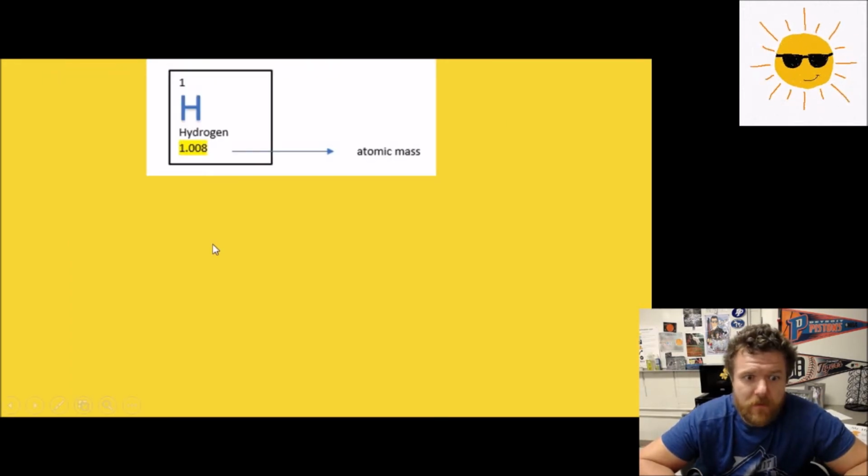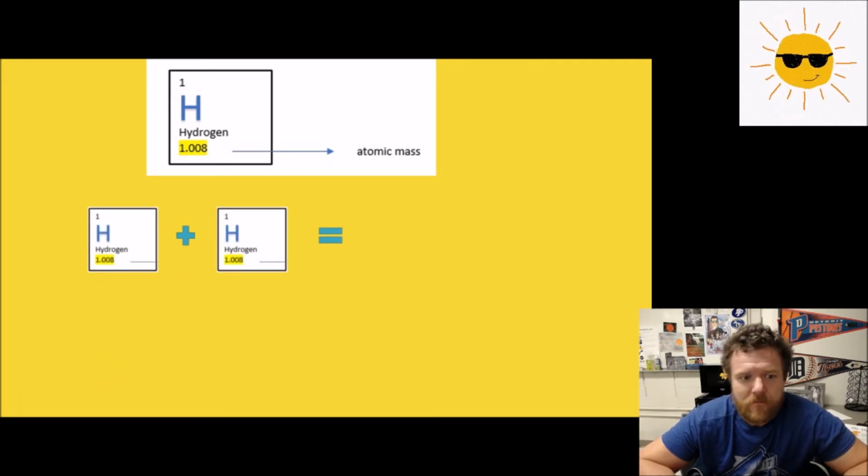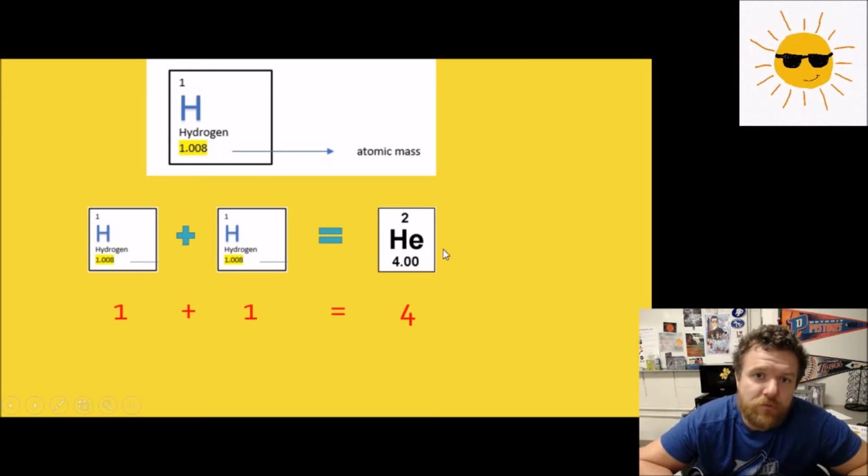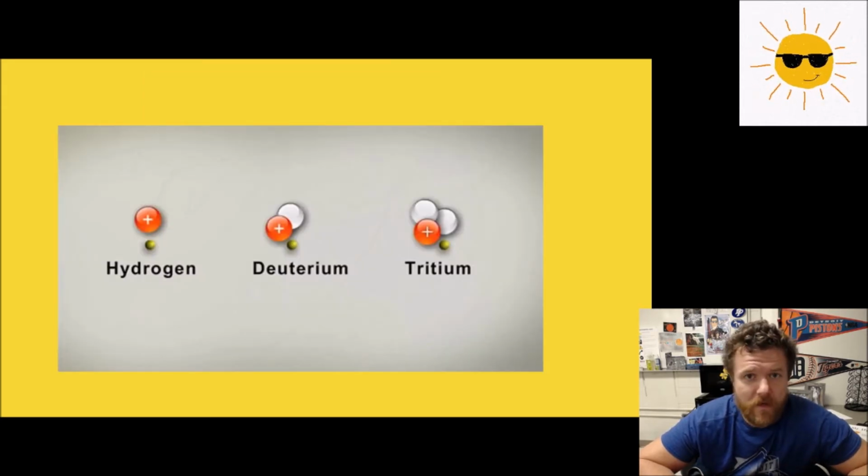Let's take a look at the periodic table. A hydrogen atom has an atomic mass very close to 1. This little 0.008 is because of a couple isotopes. We're going to get to those isotopes in a moment. If you take two hydrogen and smash them together, you're taking a mass of 1 and a mass of 1. What should you get? Crap, helium is 4. Well, where did those other two come from? That doesn't seem to make sense. 1 plus 1 does not equal 4. So you do not just add two regular hydrogens together to create helium in fusion. It doesn't work.